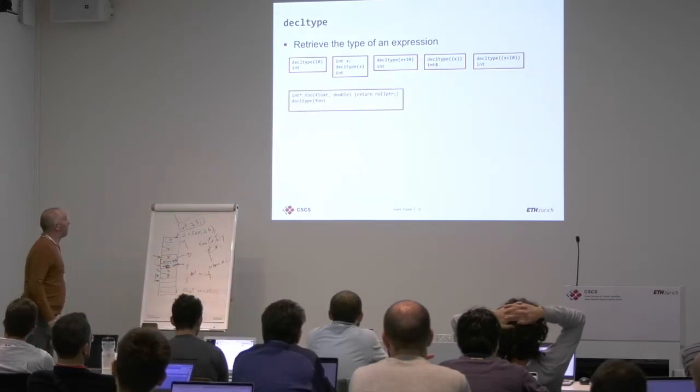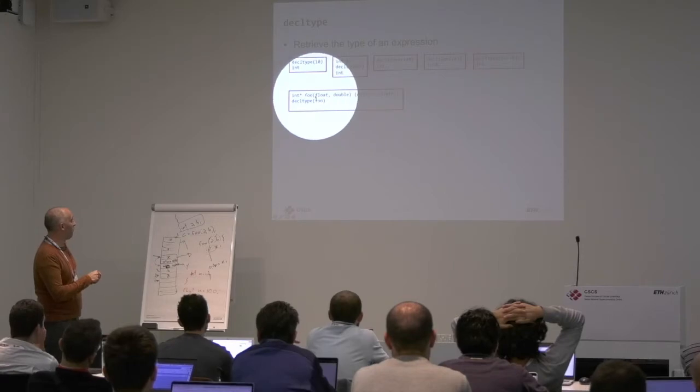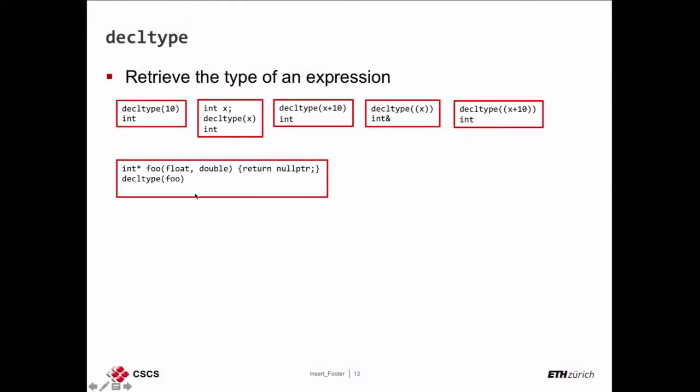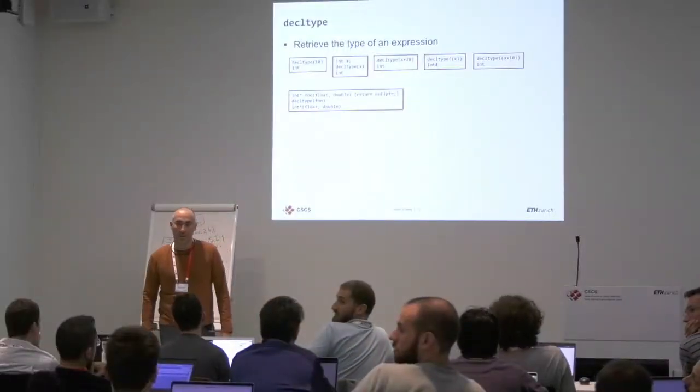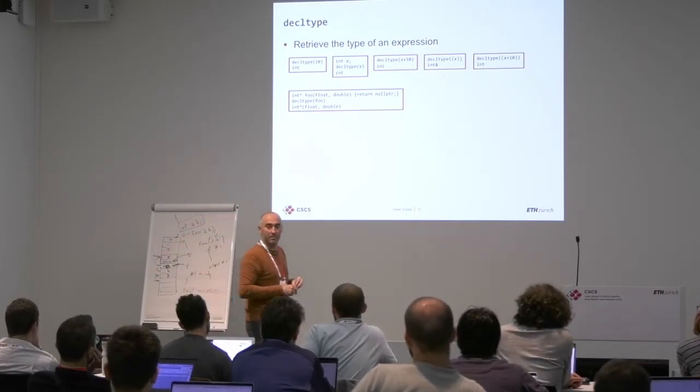But what happens now? I have a function that takes a float and a double and returns a pointer to an integer called foo, and just returns the null pointer. Now, decltype of foo. The pointer to the function that returns a pointer to an int. Yeah. And that's it. It's this. Right? It's a function that takes a float and a double and returns an integer pointer. Yeah? Great. Does it return the pointer to function type, or does it return the function type? It is the function type. So it's not the pointer to the function. It's just the type of that function.